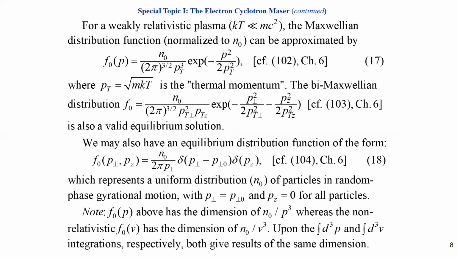For a weakly relativistic plasma, here is the weakly relativistic equilibrium plasma. The Maxwellian distribution function normalized to N0 can be approximated as this one. PT is the thermal momentum. And the bi-Maxwellian distribution, for example, has two momentum Maxwellians, just like two temperatures.